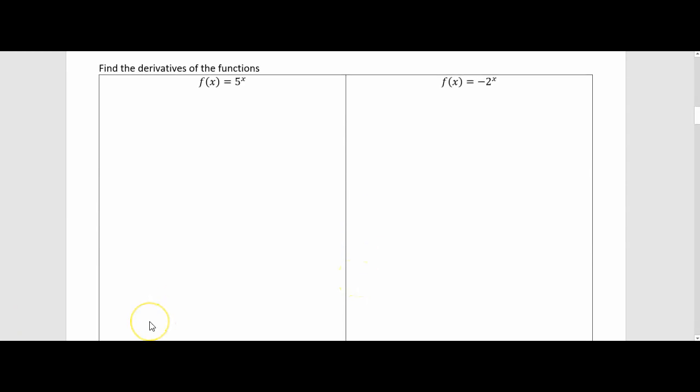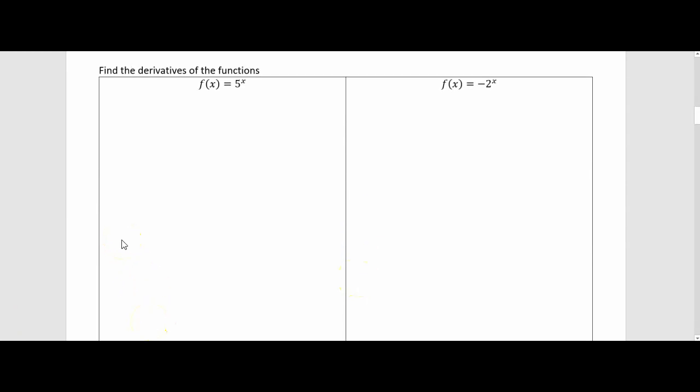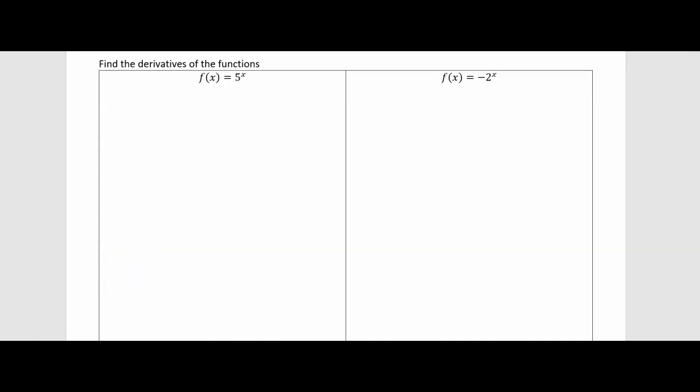Time for you to do some practice on your own. So based on what we did above, see if you can take the derivatives of both of these functions right here. And I would encourage you to go through all of the steps, practice that algebraic manipulation. One, it's just good practice with your algebra skills. But two, it will help you remember how to take the derivative of an exponential function if you forget.